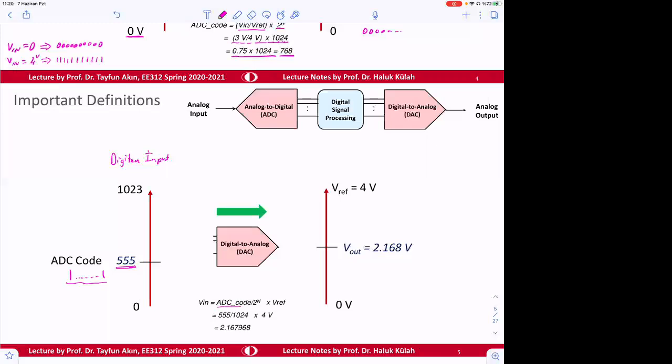So the ADC code is 555 among the full range, 0 to the maximum. We divide that by the maximum and then multiply it by the reference. Now this is a 10-bit digital to analog converter, and this is going to be your output voltage here. The analog output is going to be this much.